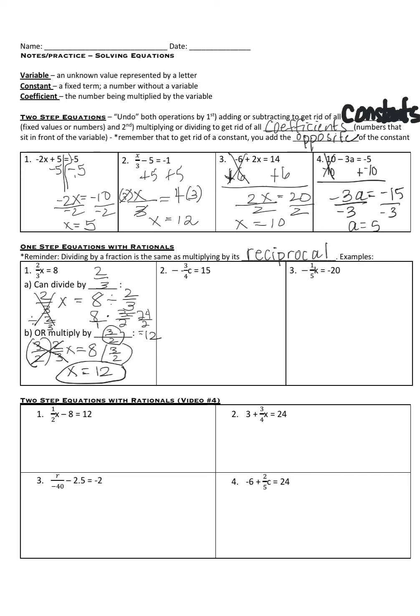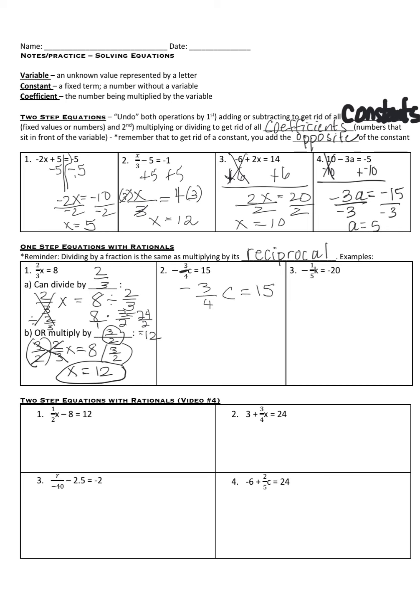Now this looks like a little typo on number 2. I want to clarify that that is just one bar going across. So on this one, I'm going to write it so it'll be a little larger. Let me get my pen working here. We have negative 3/4 C equals 15.